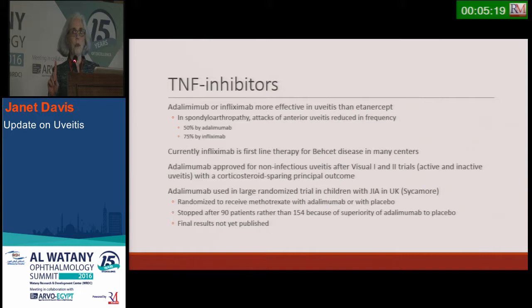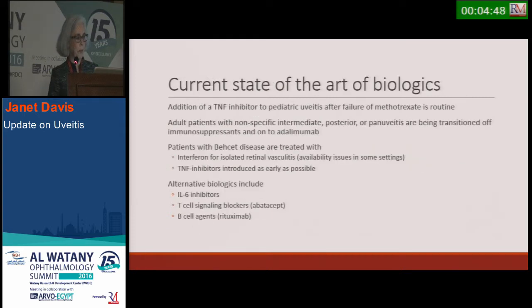If you have a spondyloarthropathy and are having attacks of uveitis and you go on adalimumab, your frequency of attacks goes down by 50%, reduced by 75% by infliximab. And currently, infliximab is almost first-line therapy for Behçet, skipping the drugs and going directly to the biologic agent. Adalimumab is useful in children with JIA. That's been proven in a very nice study that they actually stopped early because the benefits of adalimumab were so obvious compared to the treatment with placebo when combined with methotrexate. So what is the current state of the art of biologics? It's routine. We add a TNF inhibitor in pediatric uveitis after failure of methotrexate.